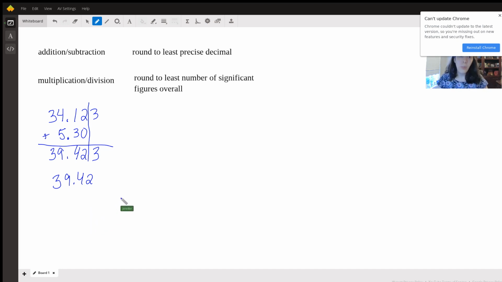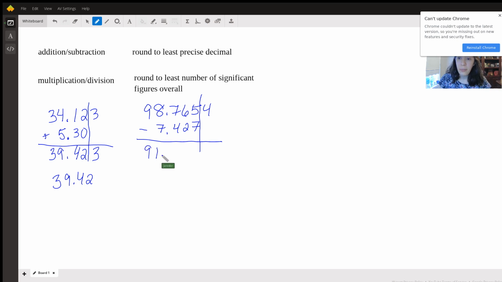Then in the second part, we had a subtraction. Well, that's going to be the same rule in terms of rounding. So again, I'm going to do it vertically. So we're going to do 98.7654. We're going to subtract 7.427. So again, I notice this is where I'm going to cut off my rounding because this is the least precise place they have in common. So after I do this in the calculator, I'm going to get 91.3384.